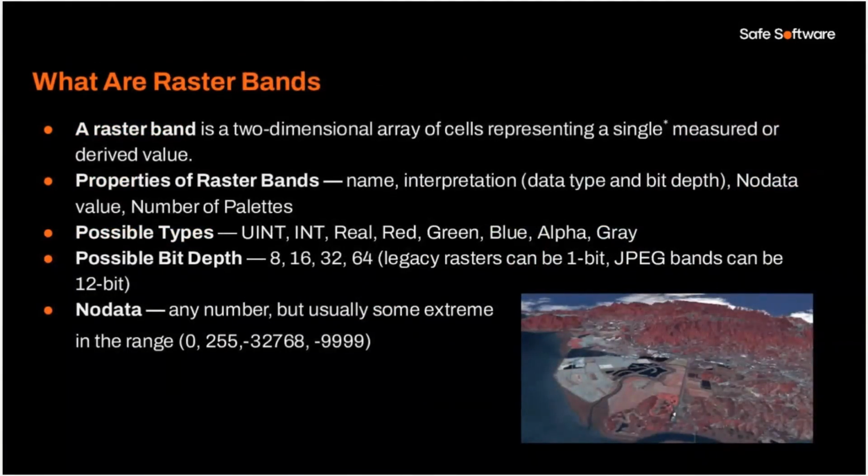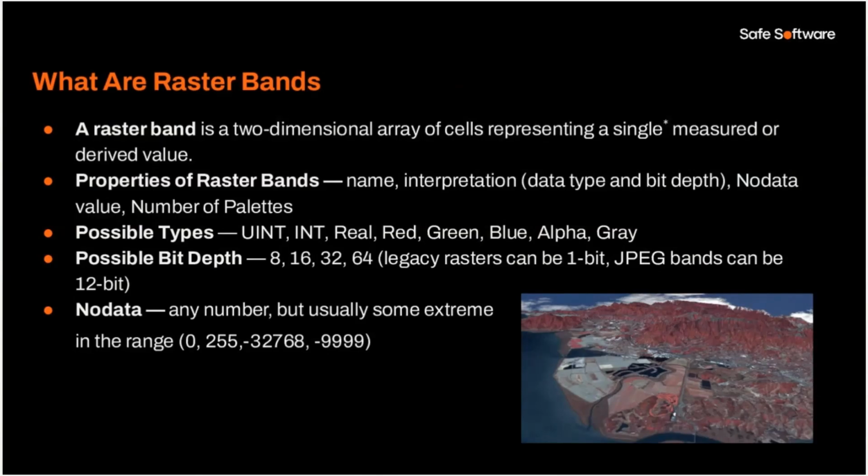So a raster band is a two-dimensional array of those cells made up by rows and columns, and it represents either a single measured or derived value. We have an asterisk beside single because it's not always that simple. You can have one value that encodes multiple values. Band properties include things like name, interpretation, which is a combination of data type and bit depth, no data values, number of palettes if there are any. So possible types, that could be integer, so signed or unsigned, and that's really just saying whether your values go negative to positive or just positive. And then we have more familiar things like red, green, blue, alpha, and so forth.